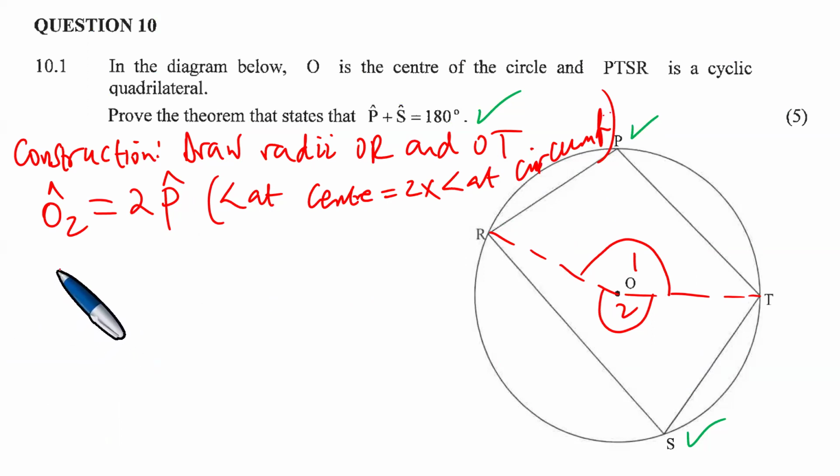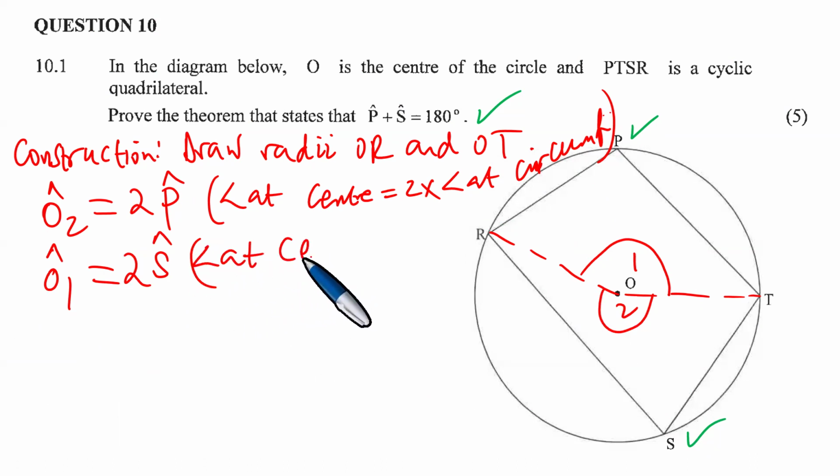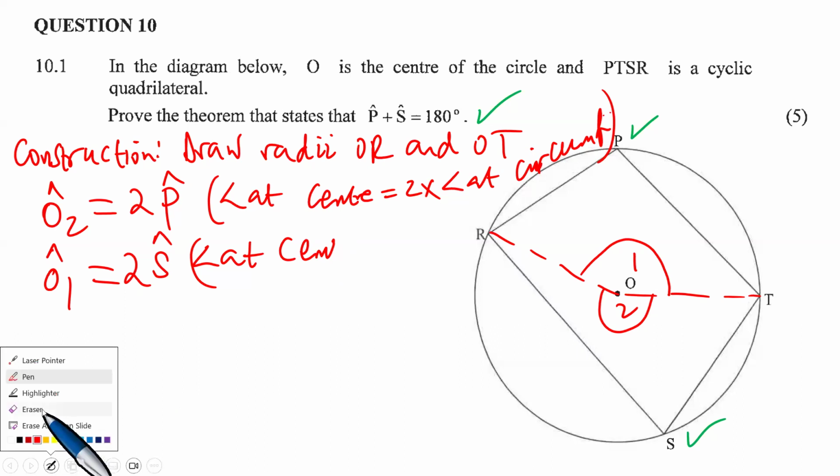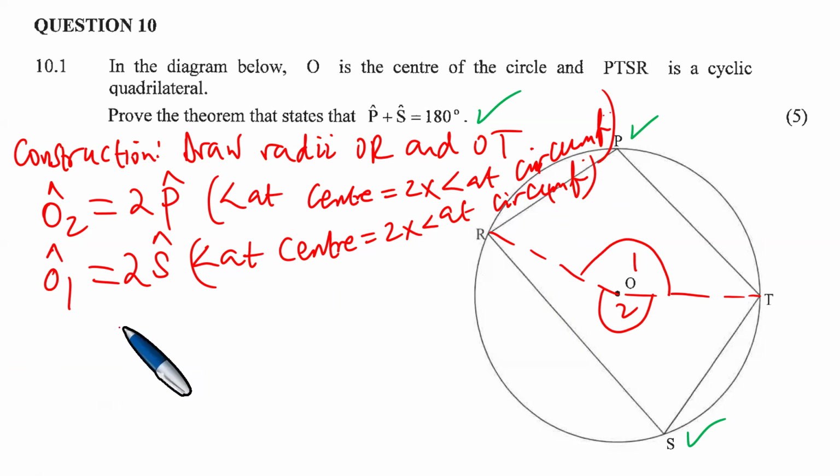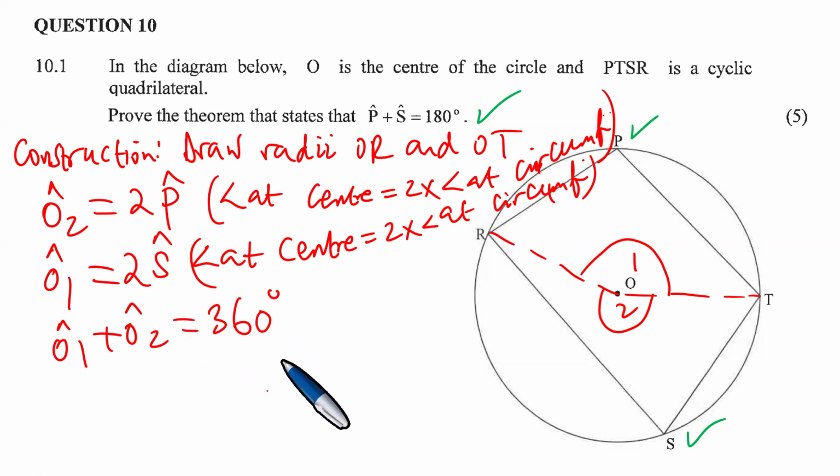And then we have angle O1. Angle O1 is this one here, which is twice angle S. Angle at center equals 2 times angle at circumference. Angle at center is 2 times angle at circumference. And then we have angle O1 plus angle O2, which is 360 degrees. Why is angle O1 plus angle O2 equal to 360?